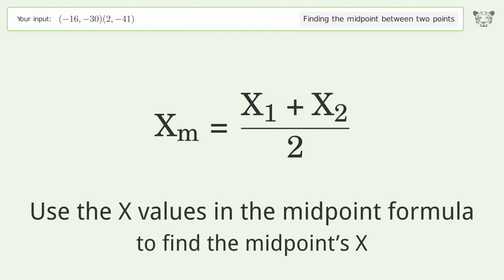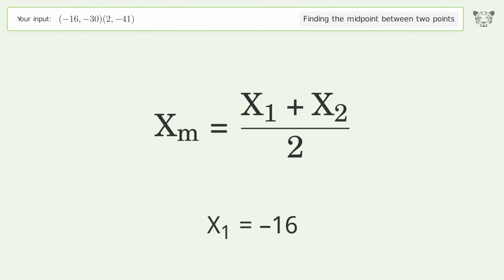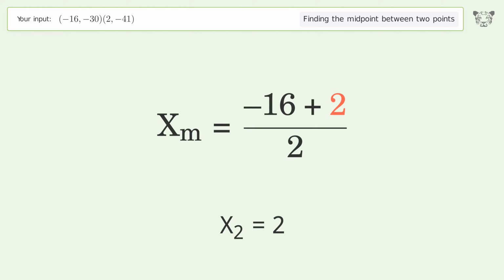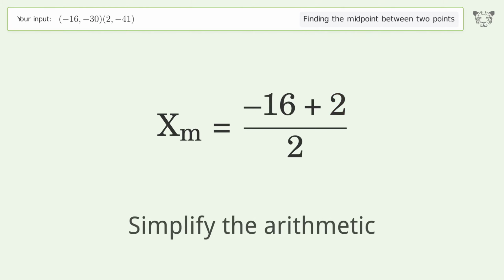Use the x values in the midpoint formula to find the midpoint's x. x1 equals -16. x2 equals 2. Simplify the arithmetic.